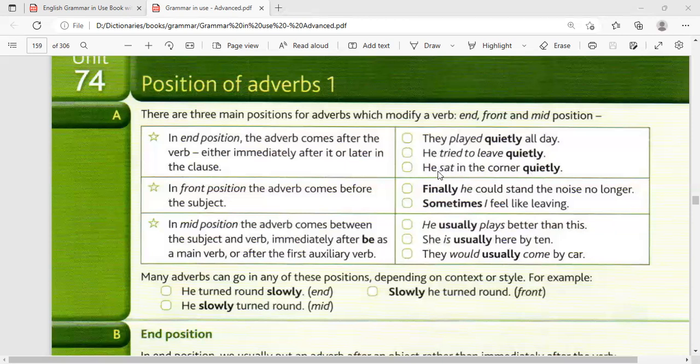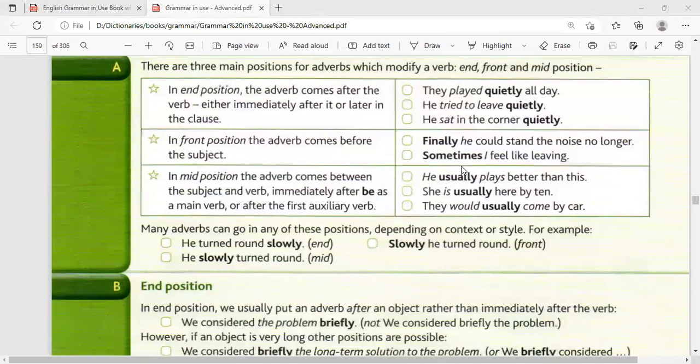Okay? So here's the adverb. The adverb here comes later in the clause. It doesn't come directly after the verb. Also, we can use the adverb before the subject.